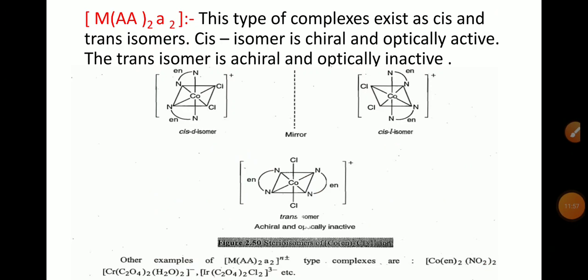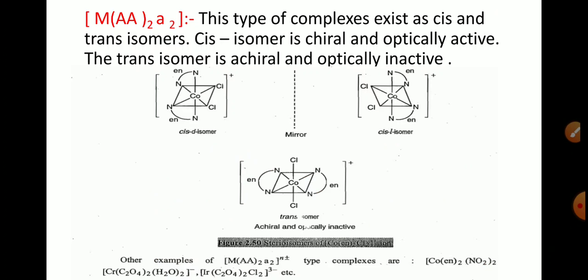Next one is M(AA)2a2. Here there are two bidentate ligands and two monodentate ligands. This type of complex exists as a cis and trans isomer. Here the cis isomer is chiral and optically active. The trans isomer is achiral and optically inactive. Cis isomer means the identical groups or identical atoms are adjacent to each other. That complex is optically active and chiral, and the trans isomer is achiral and optically inactive.